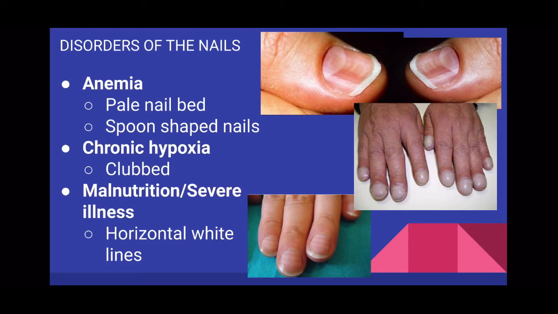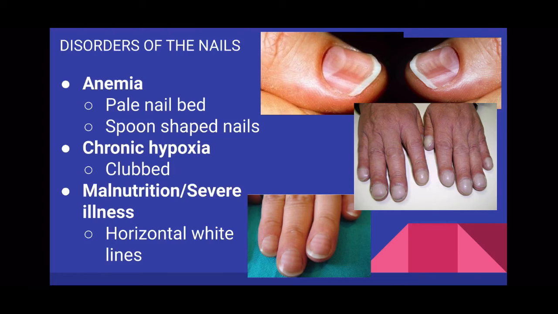Nails are usually really good at reflecting systemic illness. So I'm going to go through 3 different things that your nails can tell you. The first one, if you have anemia, usually the nail bed is pale and the nails can become spoon-shaped like you see in this top picture. So you see that pale semicircle at the base of the nail. That is what you're looking for. If you have that, you might have anemia. And then you see how the middle of the nail kind of dips down into a spoon shape. That is also a predictor that you might have anemia.